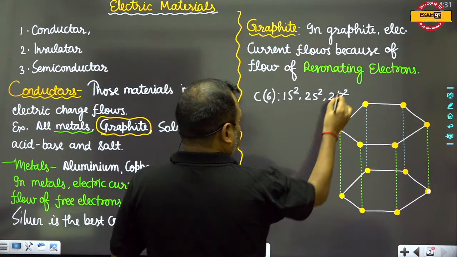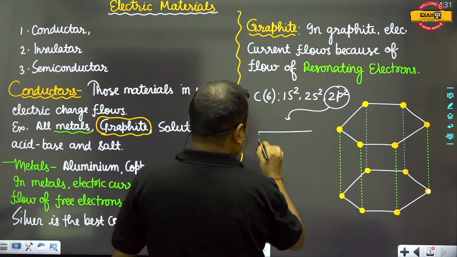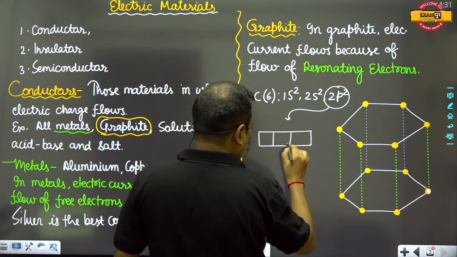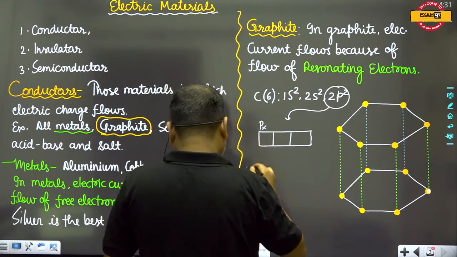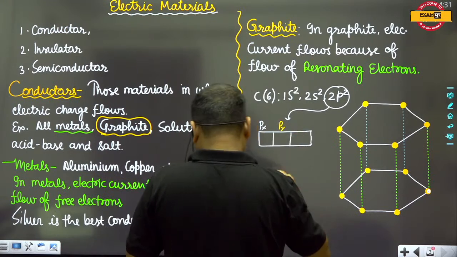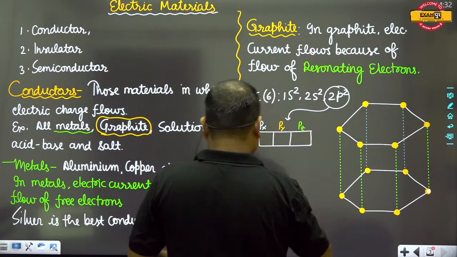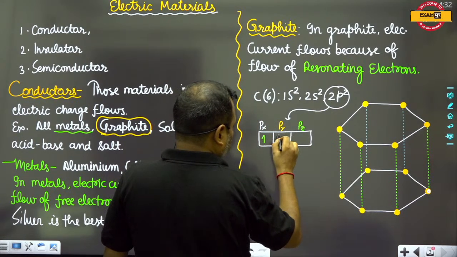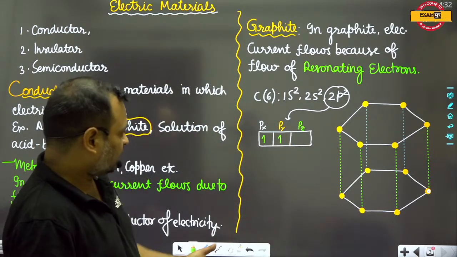The p subshell has 3 orbitals: this is px, this is py, and this is pz. There are only 2 electrons, one here and one here. Now the pz is vacant.